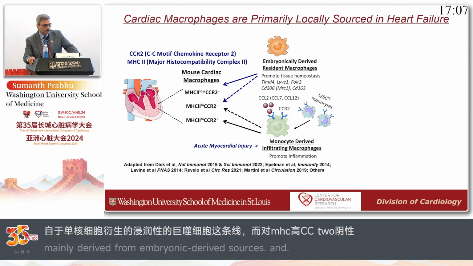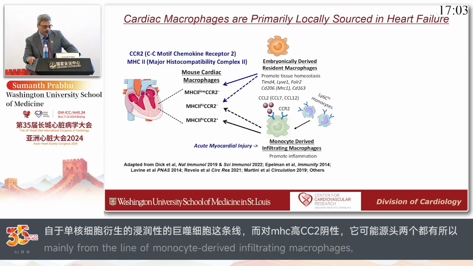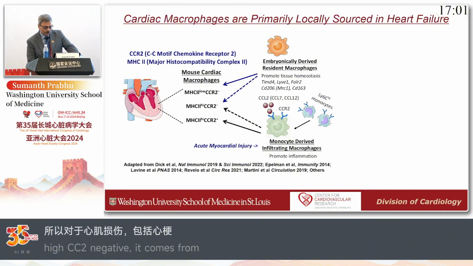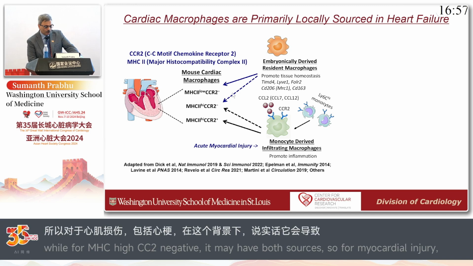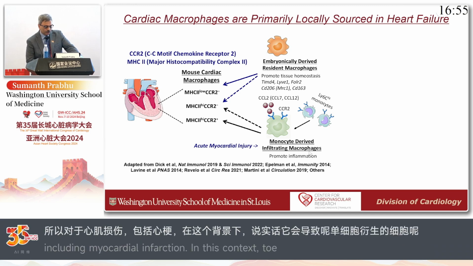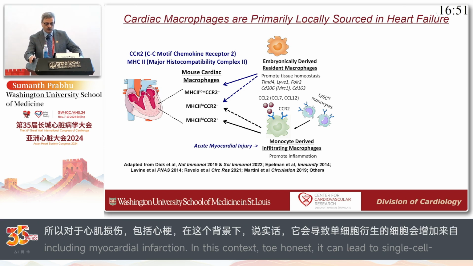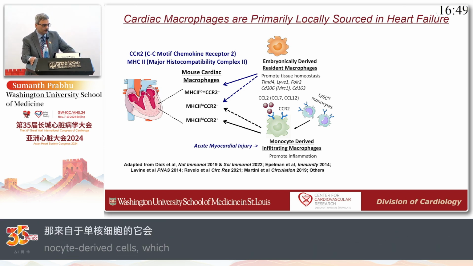Now, in the presence of myocardial injuries, such as myocardial infarction, this leads to an influx and increase in monocyte-derived cells and an augmentation of the cell types that are derived from monocytes. And so there's been a lot of focus on CCR2 positive macrophages in the context of heart failure.